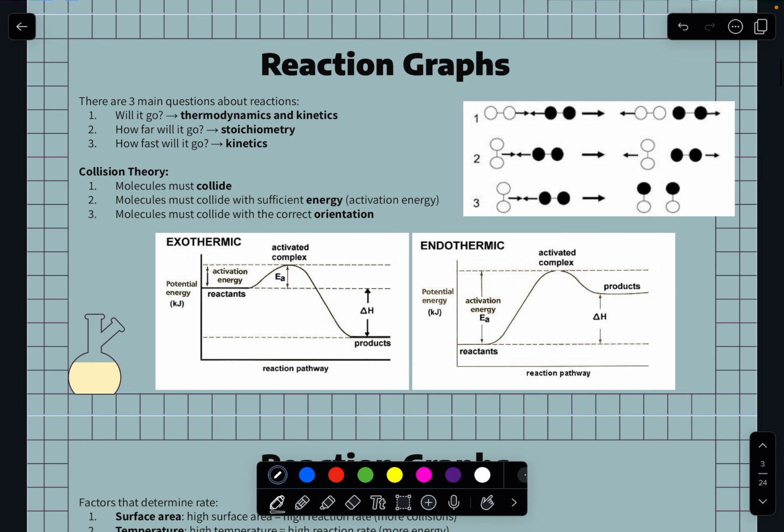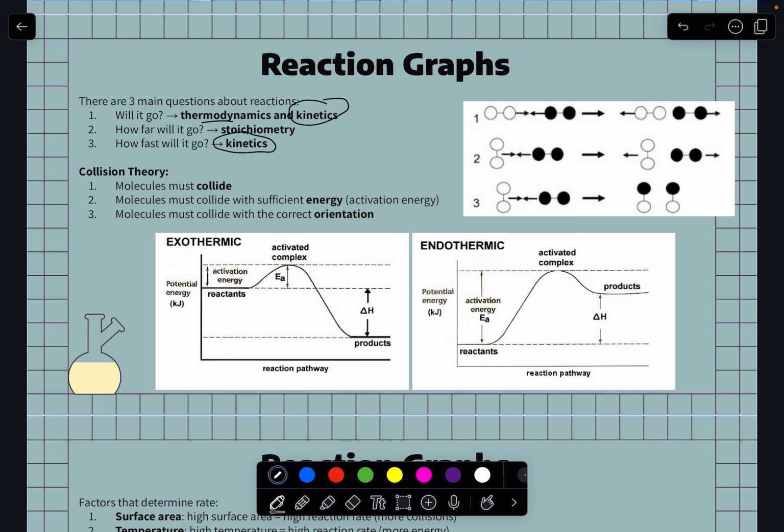All right, so for our reaction graphs, or in reactions in general, right, we have 3 main questions to answer. The first one is, will it go? Will it happen? That is answered by thermodynamics, which we'll talk about in Unit 6, and kinetics. The second one is, how far will it go? We've already answered that with stoichiometry, right? We can determine how much of our reactants will be used, how much product we'll make. And the third one is, how fast will it go? That again is kinetics.